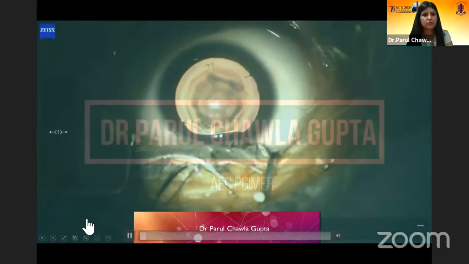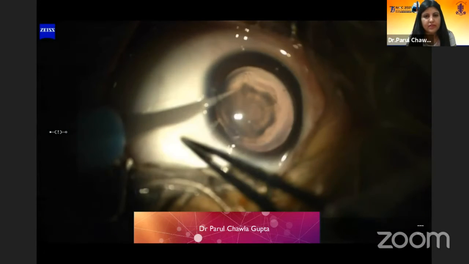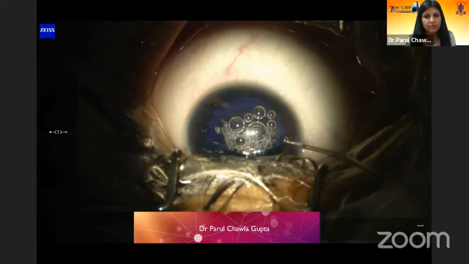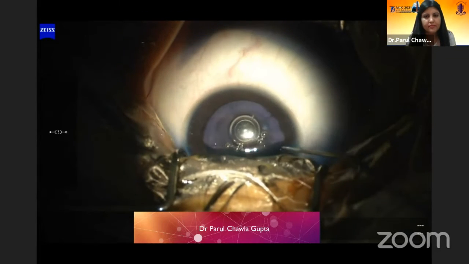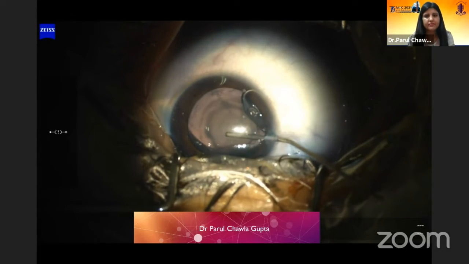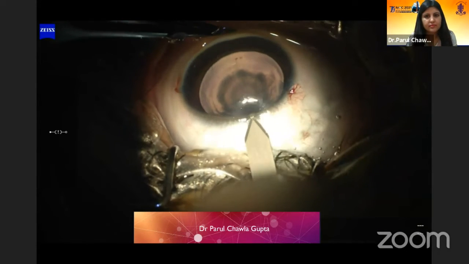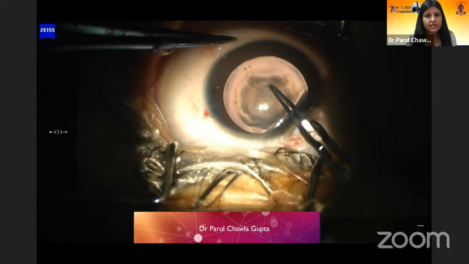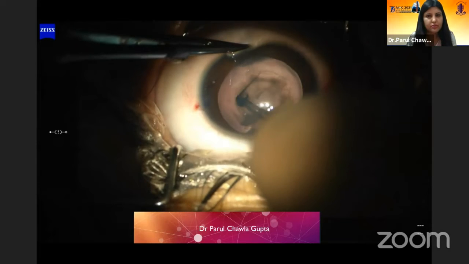This is one of the videos which I'll be showing. This is a pediatric cataract surgery video in which we make the side ports and then we inject the trypan blue dye. This is a triplanar incision, the main port incision. We start with the cystotome, the anterior capsular rhexis.